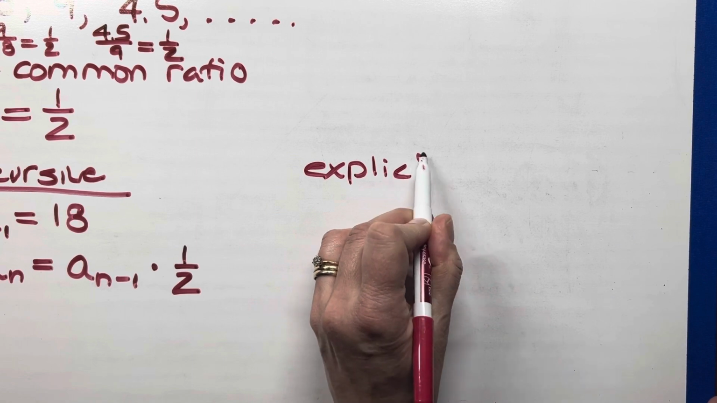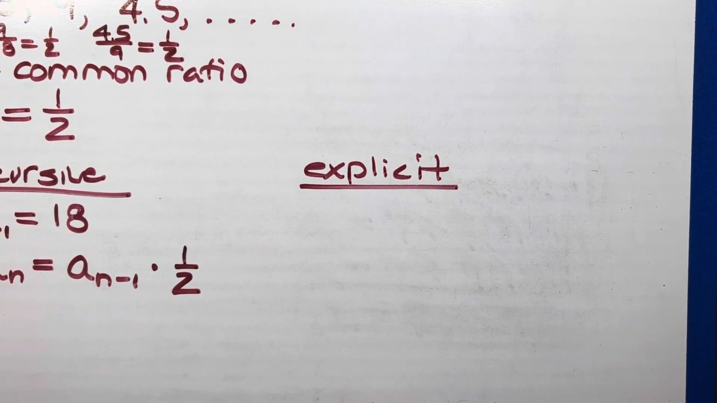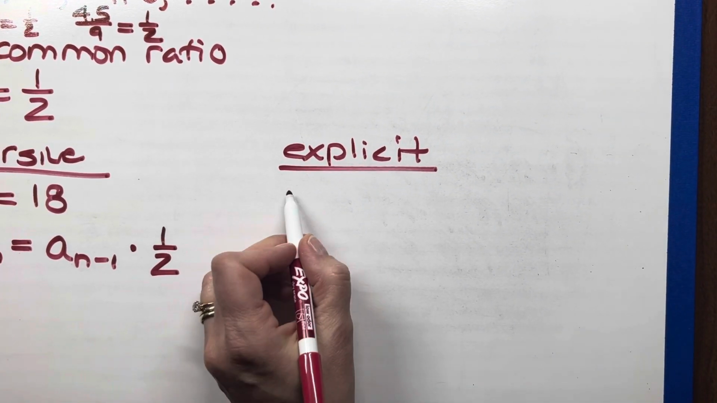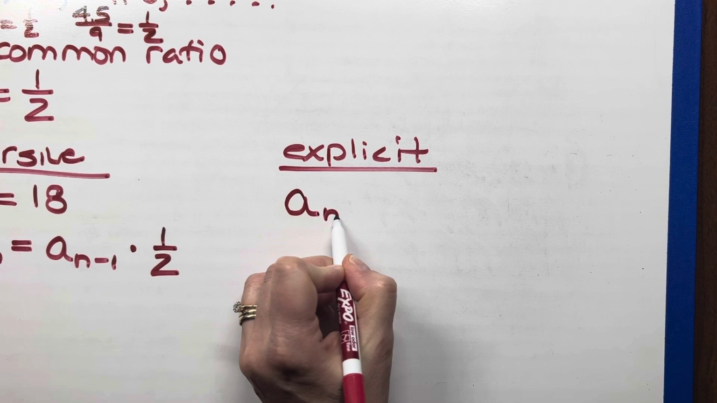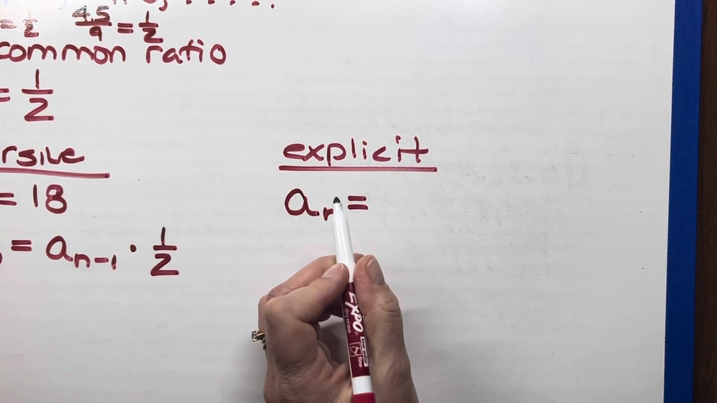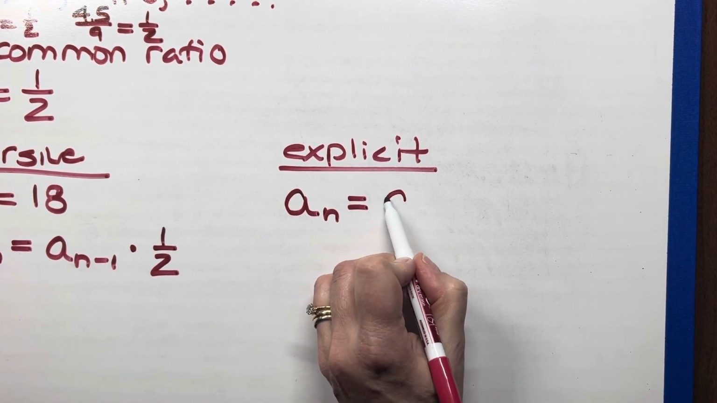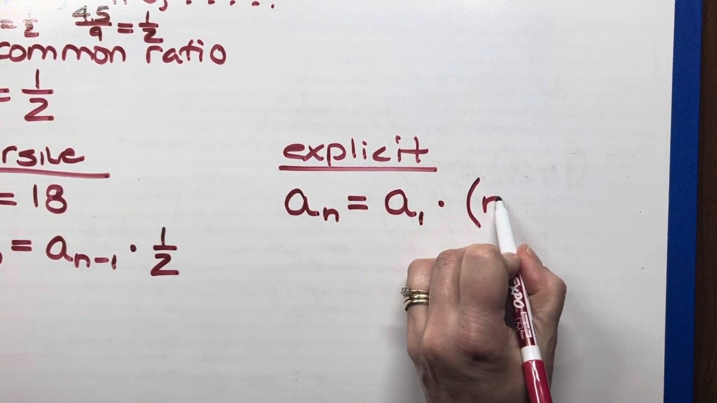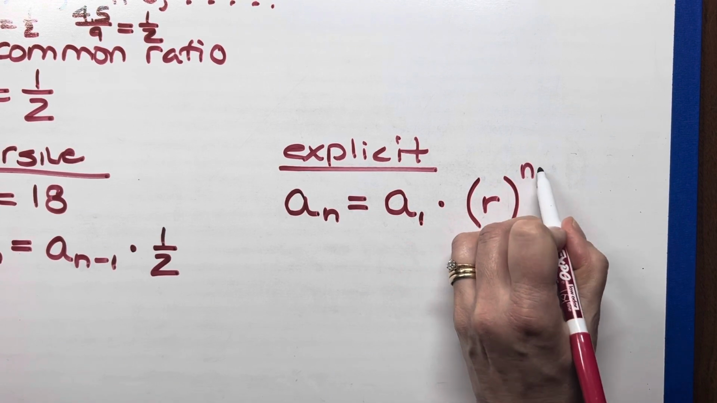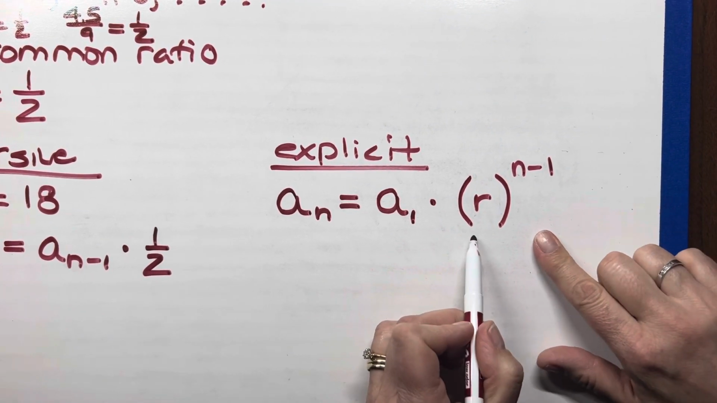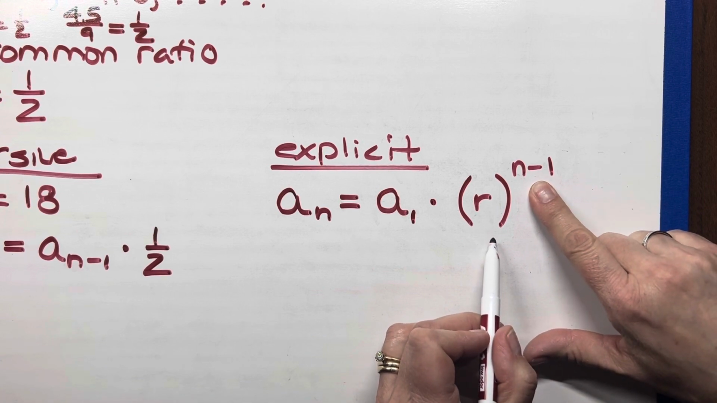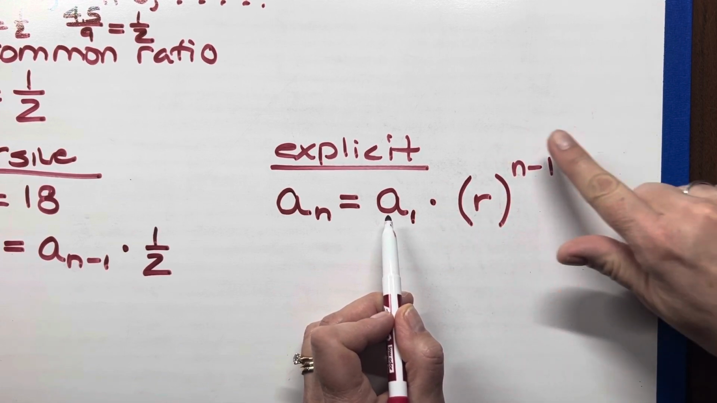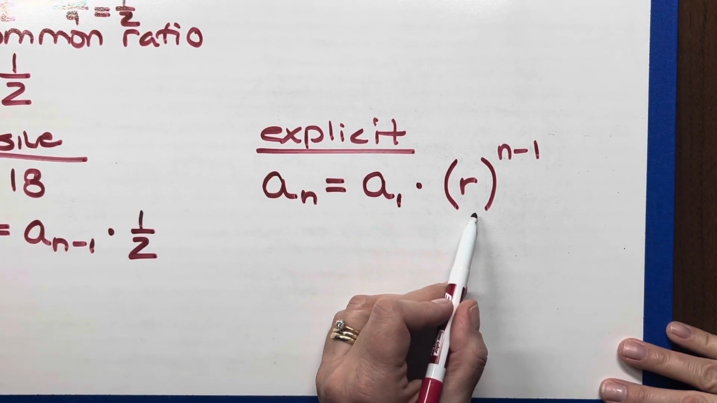We would rather use the explicit formula, just like we did in arithmetic. So the explicit formula for a geometric looks like this. This is just the general form. It is a sub n equals the first term, so whatever our a sub 1 is, times our R value raised to the n minus 1. So please note that the only thing that is getting this exponent is the R. This a sub 1 gets multiplied after you've done all of this. Follow your order of operations here.